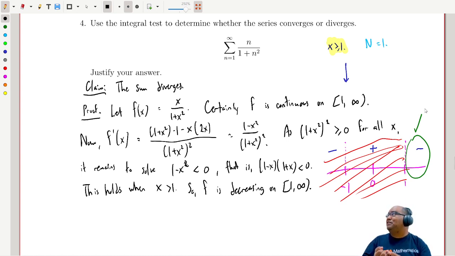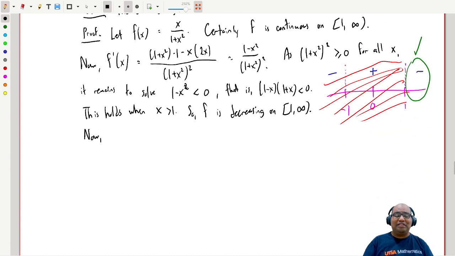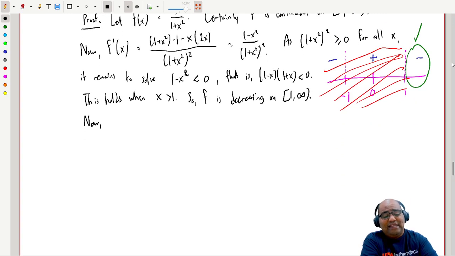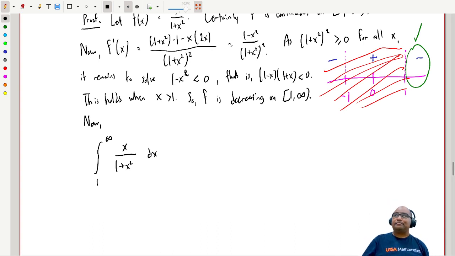We have a continuous function, and I've extended it to the real numbers. So now what do we do? Take the integral. We're going to go ahead and integrate our function from 1 to infinity. So we have the integral from 1 to infinity of x over 1 plus x squared dx.